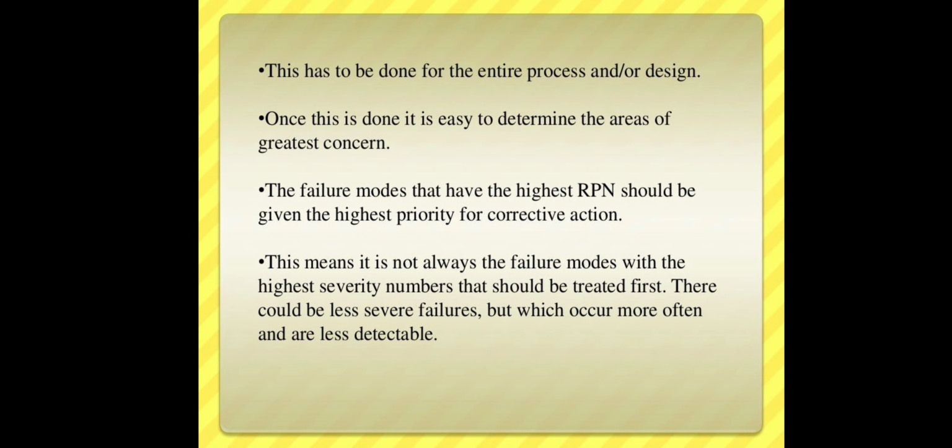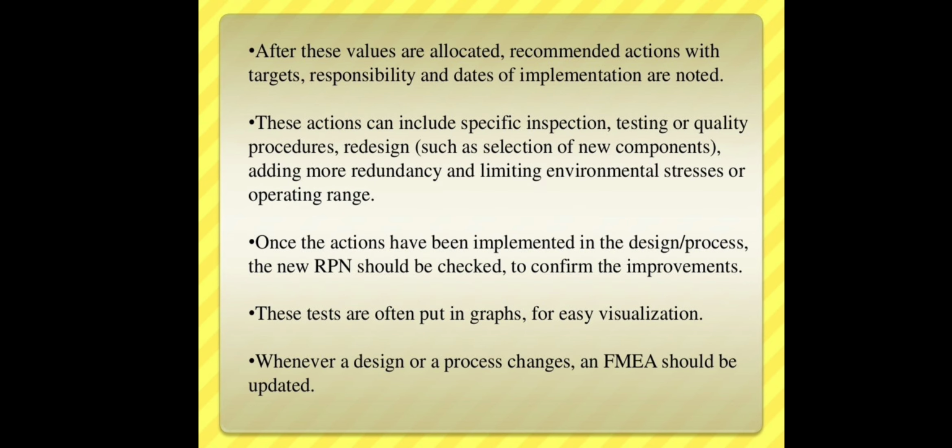This has to be done for the entire process or design. Once this is done, it is easy to determine the areas of greatest concern. The failure modes that have the highest RPN should be given the highest priority for corrective actions. If a high RPN comes up, which means we need corrective action, we have to act immediately. This means it is not always the failure mode with the highest severity number that should be treated first. There may be a less severe failure that occurs more often or is less detectable.